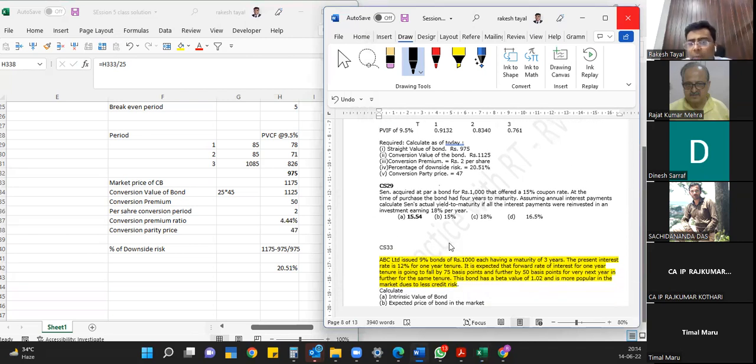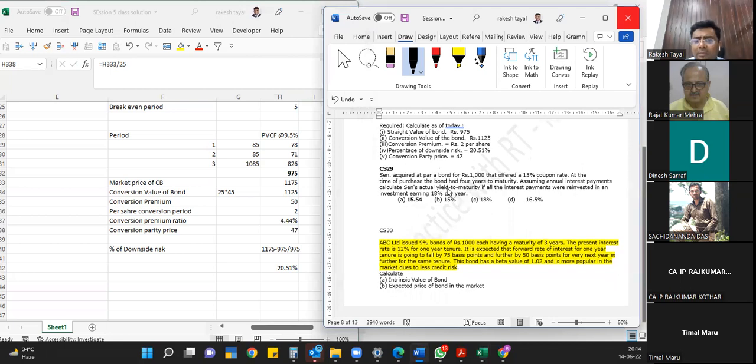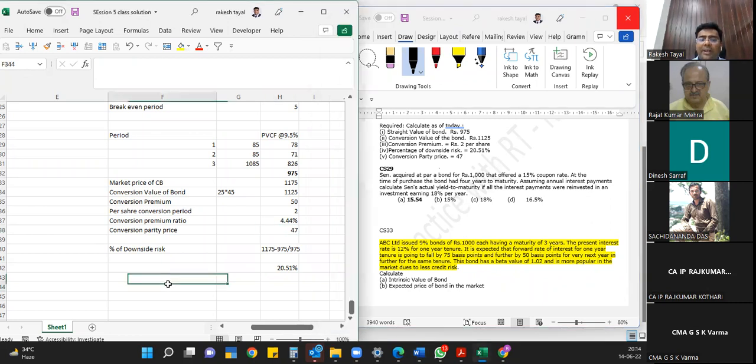This question we already did in the morning, I think so. Please do it again. Not the same, but similar questions. Sen acquired at par a bond of 1000 that offered 15% coupon rate. At the time of purchase of bond, it had 4 years to maturity. Assuming annual interest payment, calculate Sen's actual yield to maturity if all interest payments are reinvested in an investment earning 18% per year. What is the difference in this question?